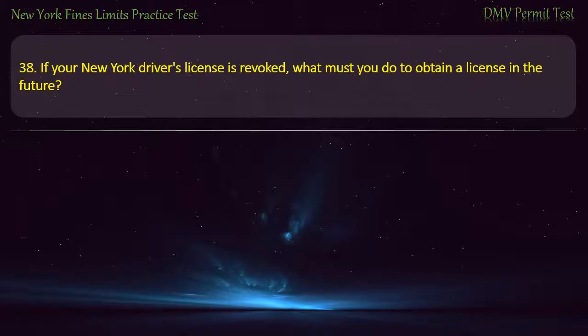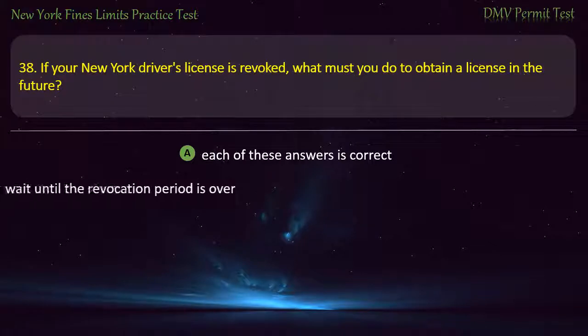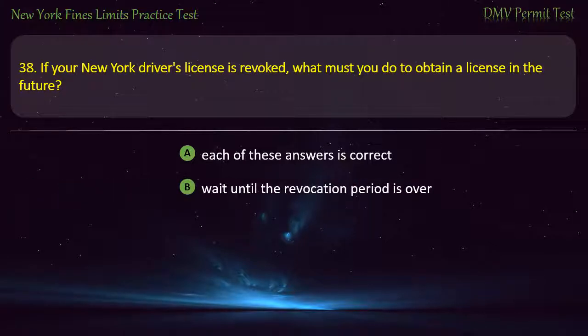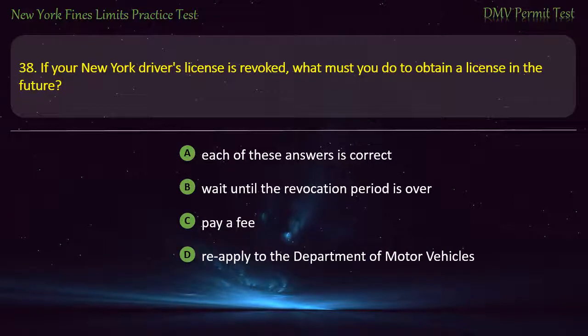Question 38. If your New York driver's license is revoked, what must you do to obtain a license in the future? Each of these answers is correct. Wait until the revocation period is over. Pay a fee. Reapply to the Department of Motor Vehicles. Answer: Each of these answers is correct.